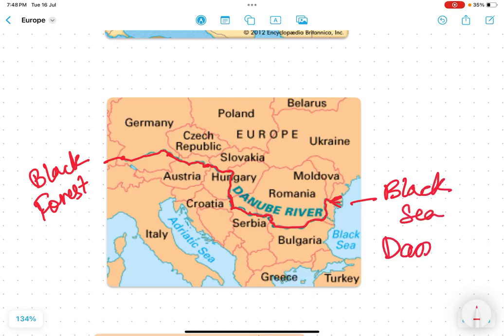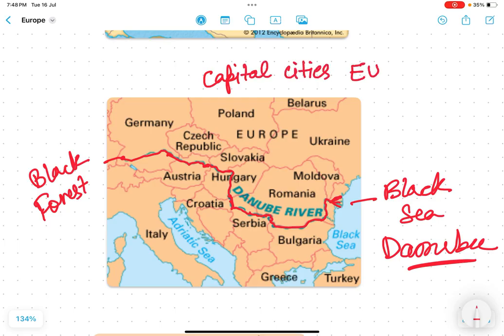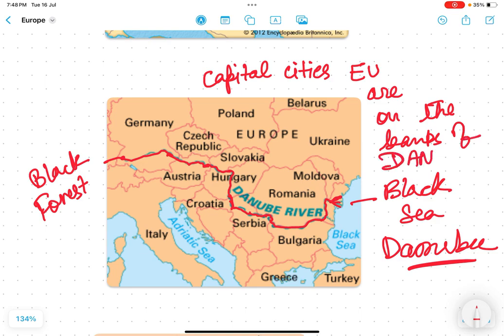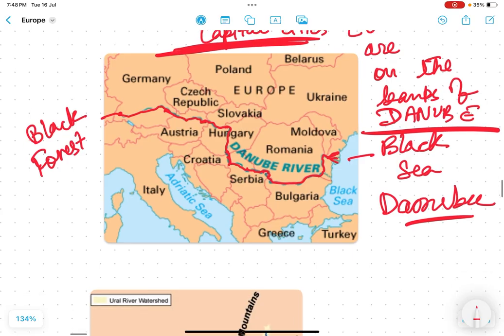Black Forest to Black Sea is which river? Is Danube River. You have to tell me what all capital cities in Europe are on the banks of Danube River. Which capital cities of Europe are on the bank of Danube River? You have to tell me that.